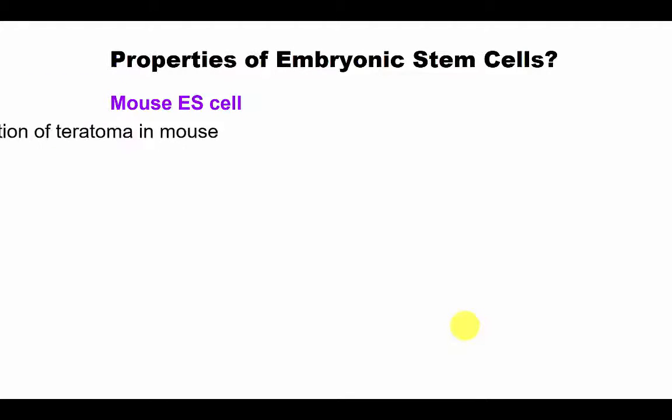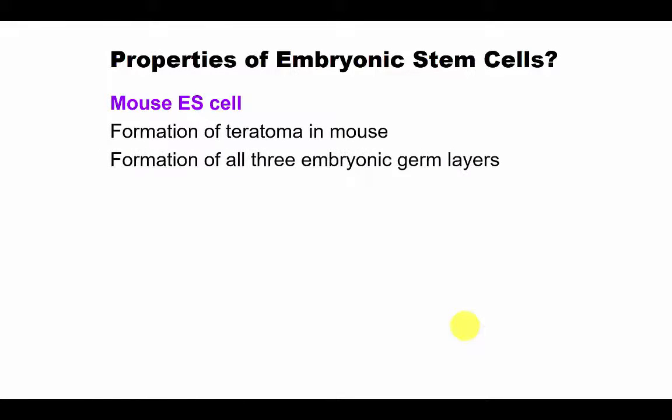Now let's think about the properties of embryonic stem cells. Let's start with the mouse stem cells. All the embryonic stem cells can form teratoma. Teratoma is one kind of benign tumor. And embryonic stem cells can form all different kinds of embryonic three germ layers. Those are endoderm, mesoderm, and ectoderm, and eventually they can make all different types of cells.